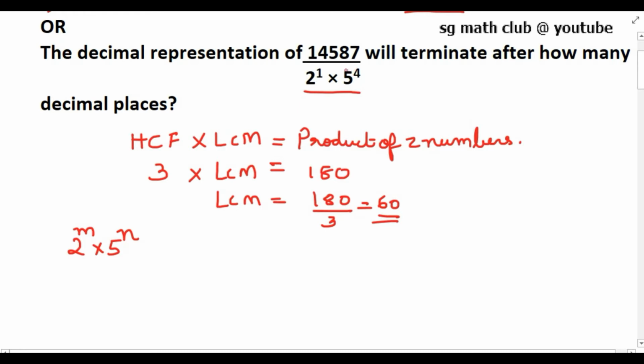You have to write the highest power of either 2 or 5. Here 5 has got the highest power. Power of 2 is 1 and power of 5 is 4. Comparing 1 and 4, 4 is greater. So the decimal expansion of this fraction will terminate after 4 decimal places. You compare the powers and write the highest power. Here the power is 4, so the answer will be after 4 decimal places.